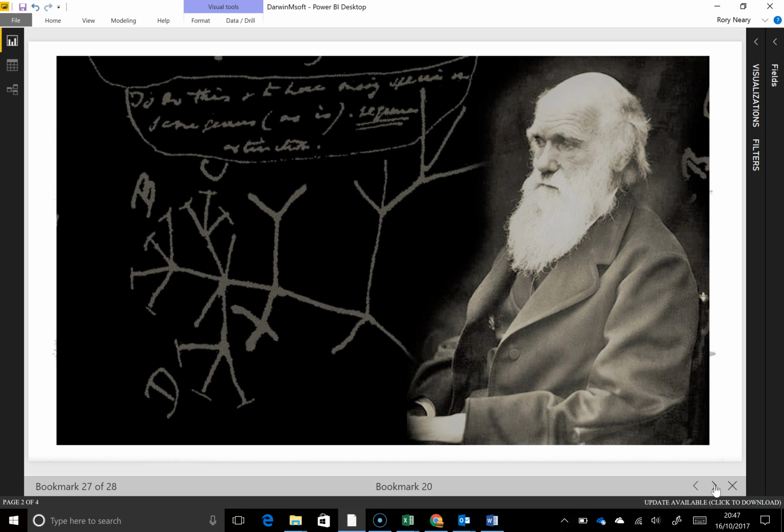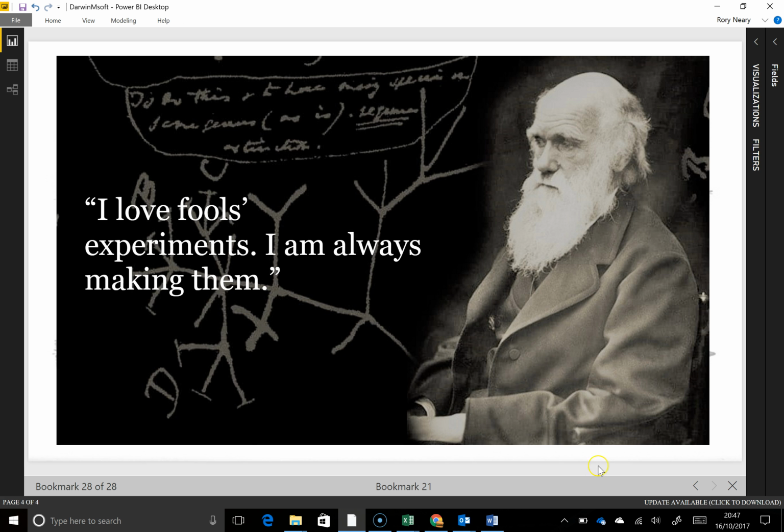So here's Charles Darwin, and I like this idea. I love fools' experiments. I'm always making them. Clearly, I'll never be as famous as Charles Darwin, but I like fools' experiments as well. So that concludes my demonstration of the bookmarking facility within Power BI. I very much avoided getting into something too financial. I think that this was quite an interesting way of telling a story.